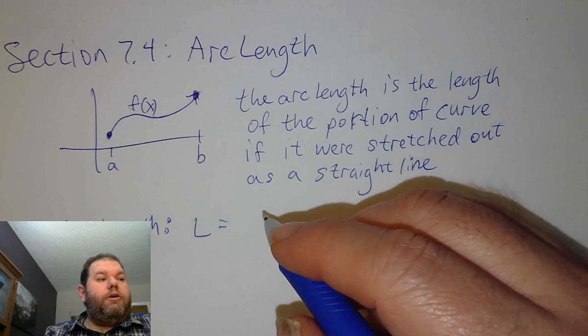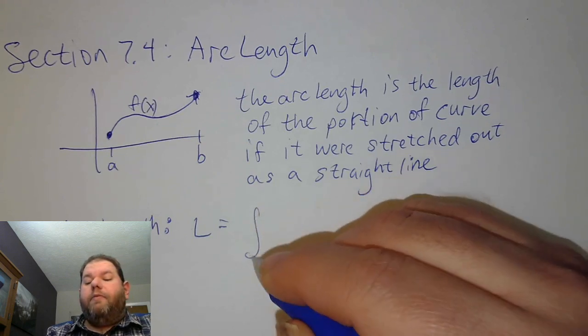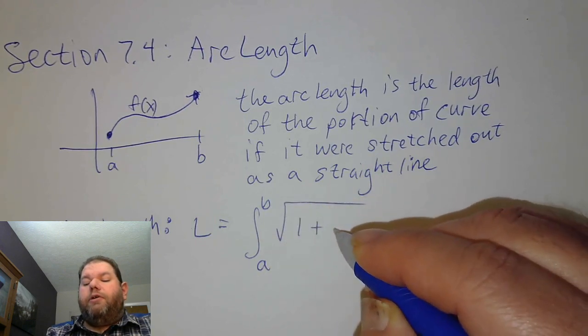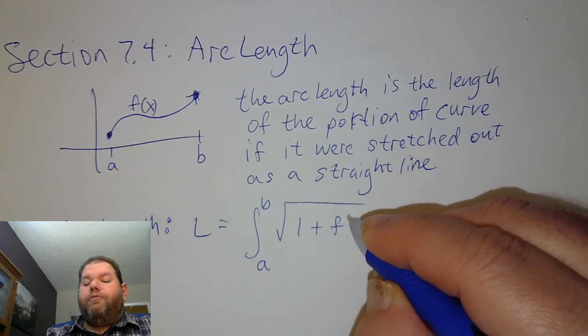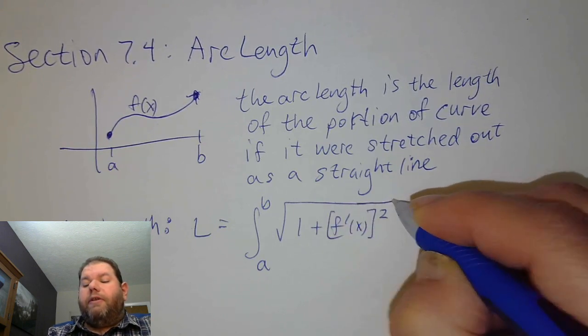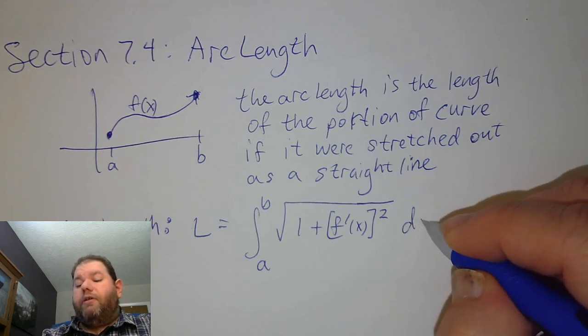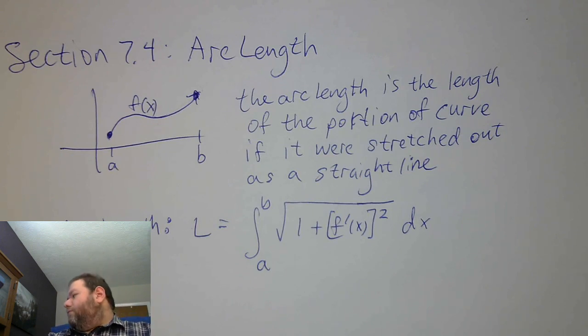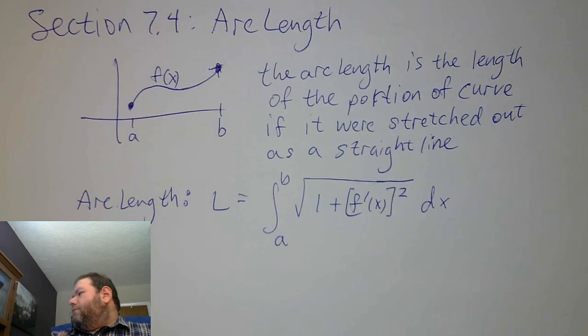And so for our arc length, this will be the integral from A to B of the square root of 1 plus f prime of x squared, and that's all under the square root, and then integrated with respect to x. This one's nice because we just have one formula for arc length, and this is it.